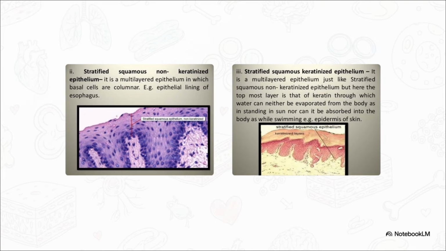We also have stratified squamous tissues, and they come in 2 flavors: non-keratinized ones that line wet surfaces like the esophagus, and keratinized ones making up our skin's epidermis. The keratinized ones have this really tough top layer of a protein called keratin. This is a brilliant defense mechanism. It literally stops water from evaporating out of our bodies when we're standing out in the hot sun, and it stops us from absorbing way too much water like a giant sponge while we're swimming.